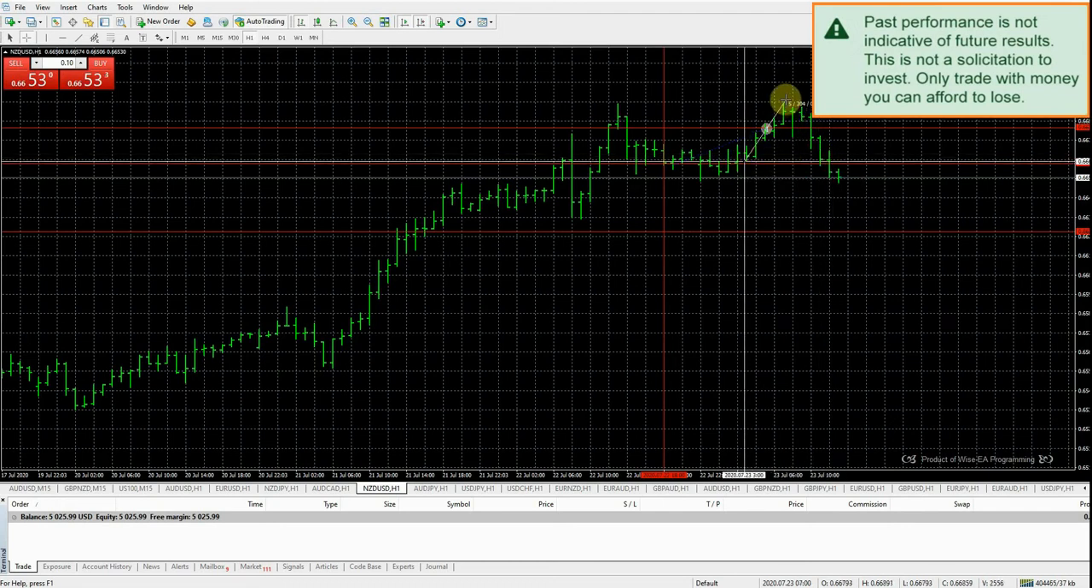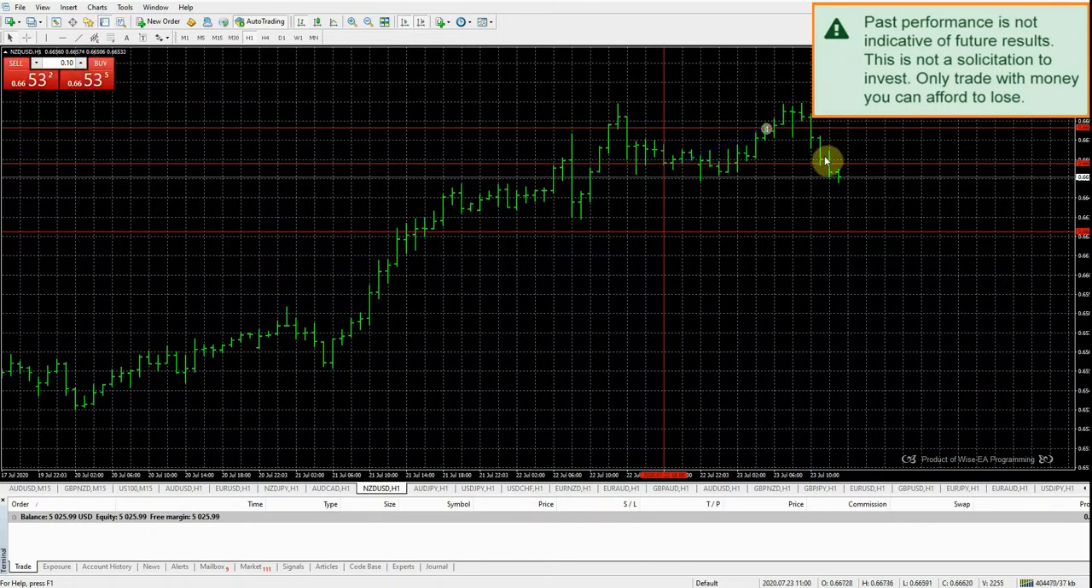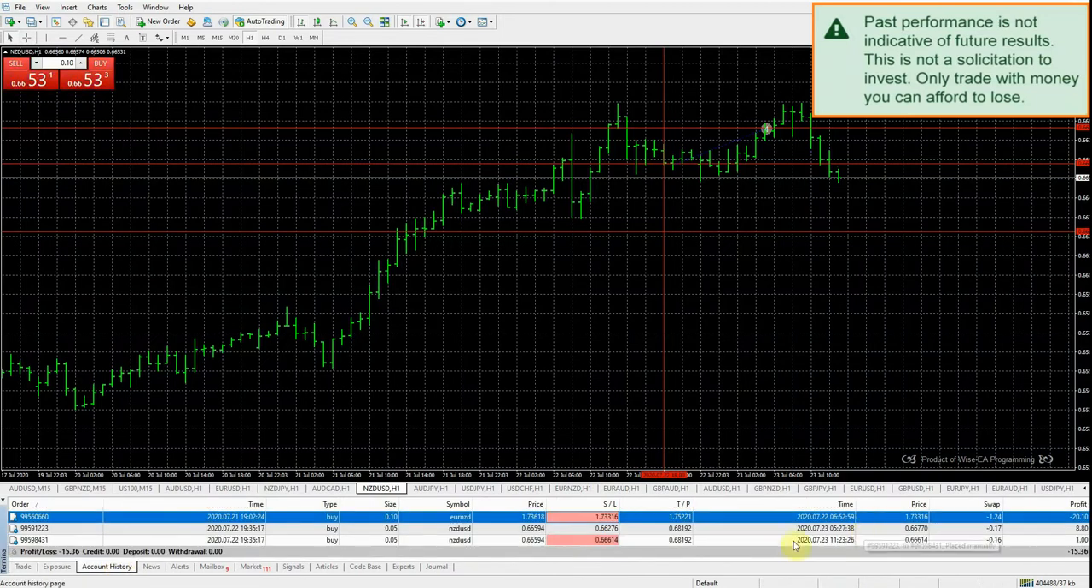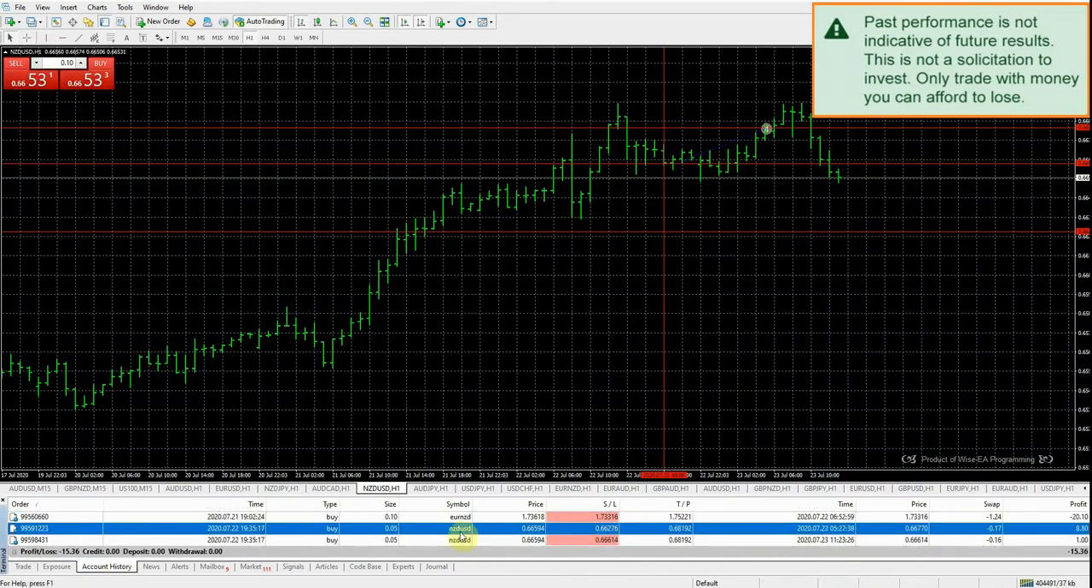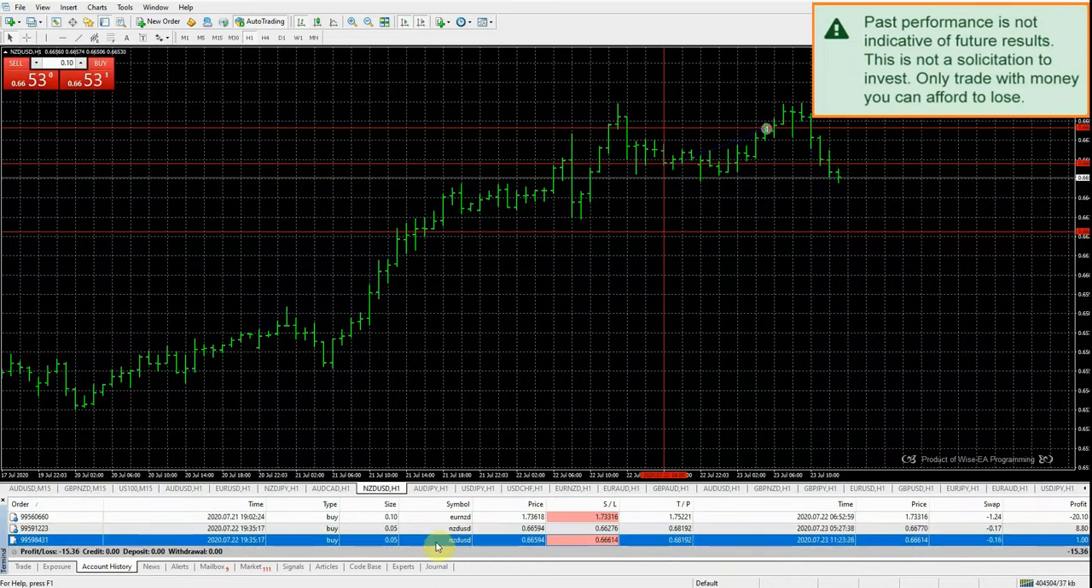All right, so we actually went about 30 pips before we turned around and our break even +2 stop loss got hit. You can see we're now at $25.99 in profit. And if we come down here, you can see there's our first profit target, and there's our stop loss +2 that got hit.